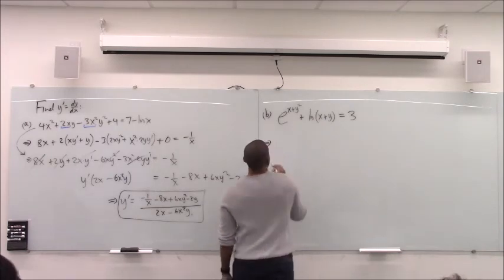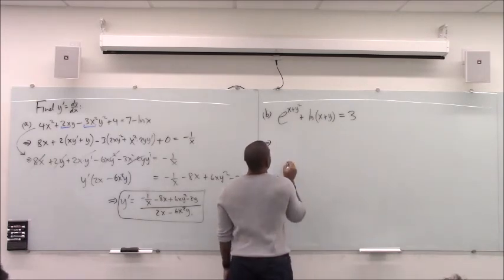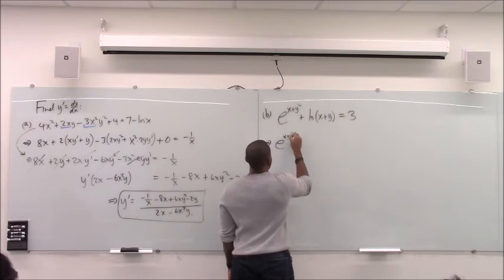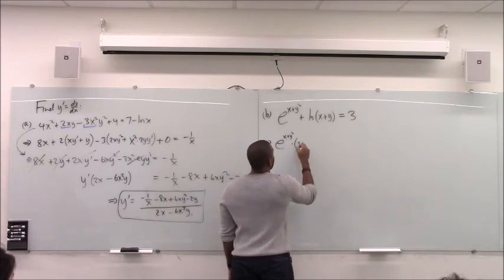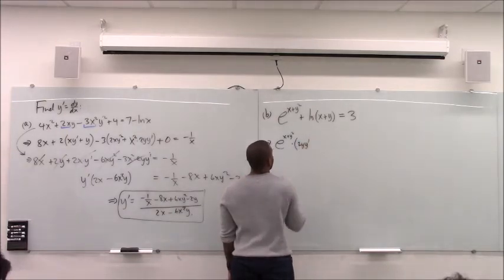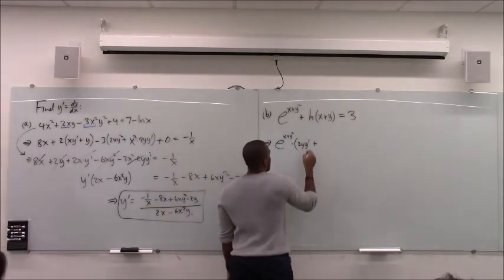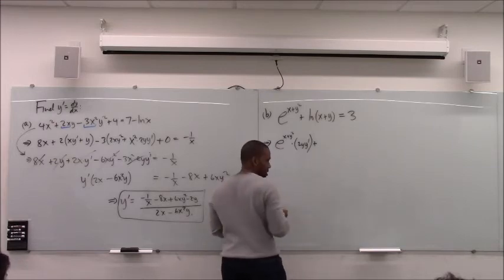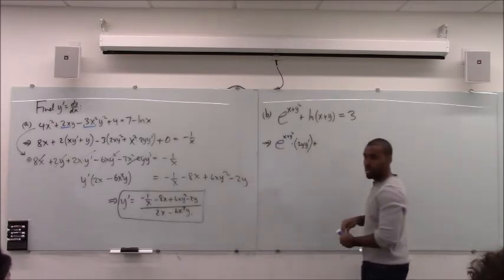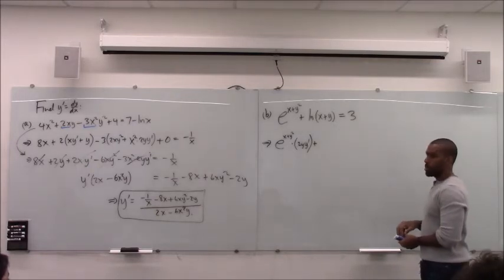That would be e to the x plus y squared times 2y y prime plus 1 plus y prime over x plus y. You close this here? Yeah. No, something's off. What's the problem here?